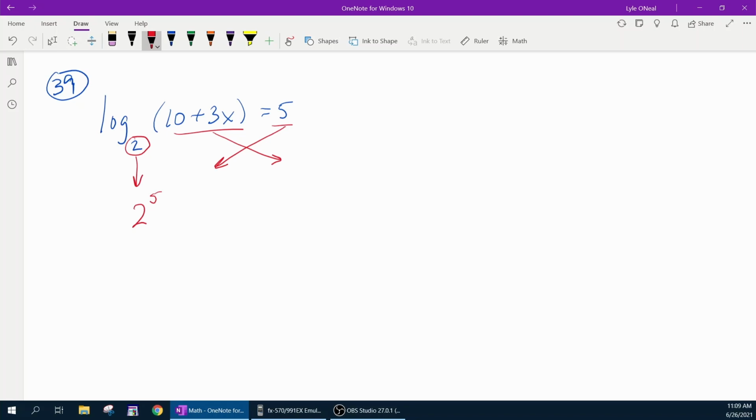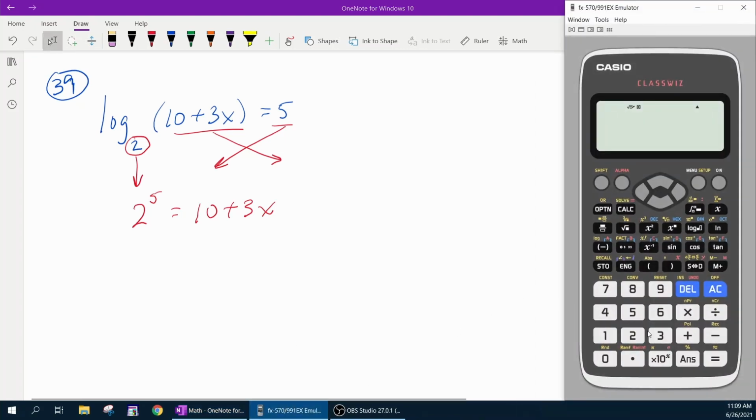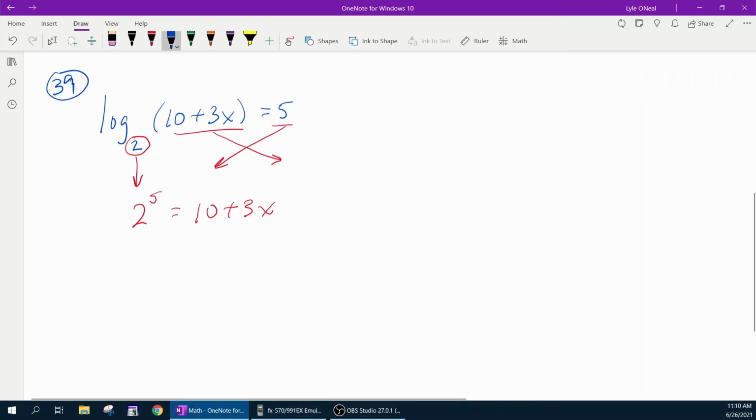Don't forget that that 2 is a base, so the 5 becomes an exponent, equals 10 plus 3x. And now that we don't have any more logs, we can solve as we normally would. Now we are going to need to evaluate 2 to the 5th power. I recommend the calculator. Super easy. We can go 2 to the 5th, and that's 32. So we're going to have 32 equals 10 plus 3x.